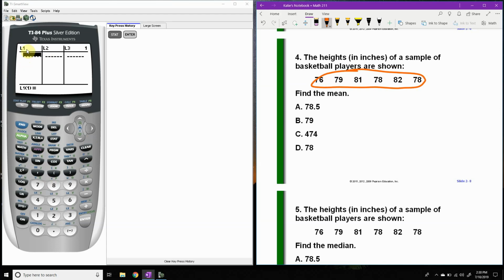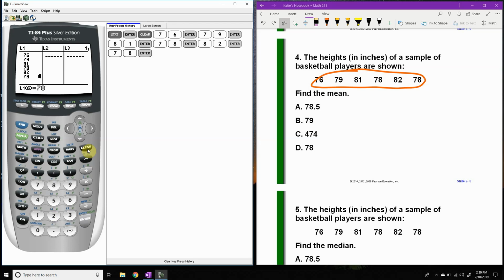And lists go vertically, right? So don't go across into L2 for the second entry, go down for the second entry. Make sure that these are going vertically downwards so that all of them are in the same list. So we've got 76, 79, 81, 78, 82, 78.